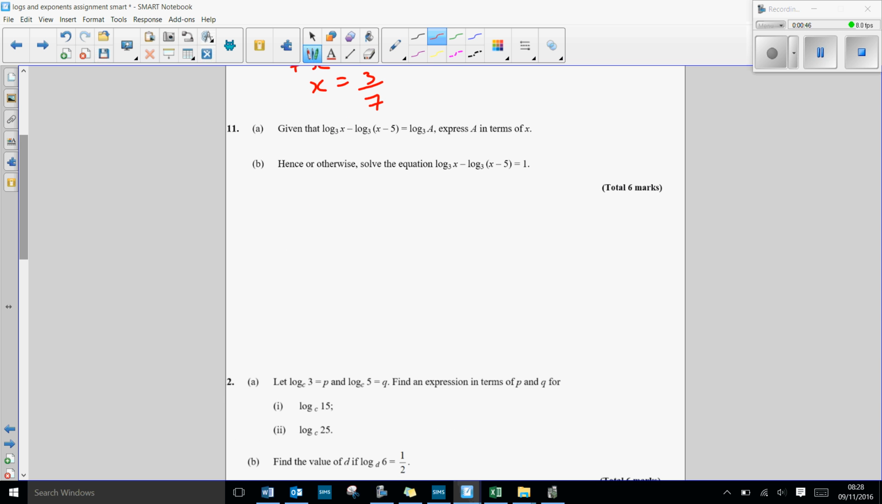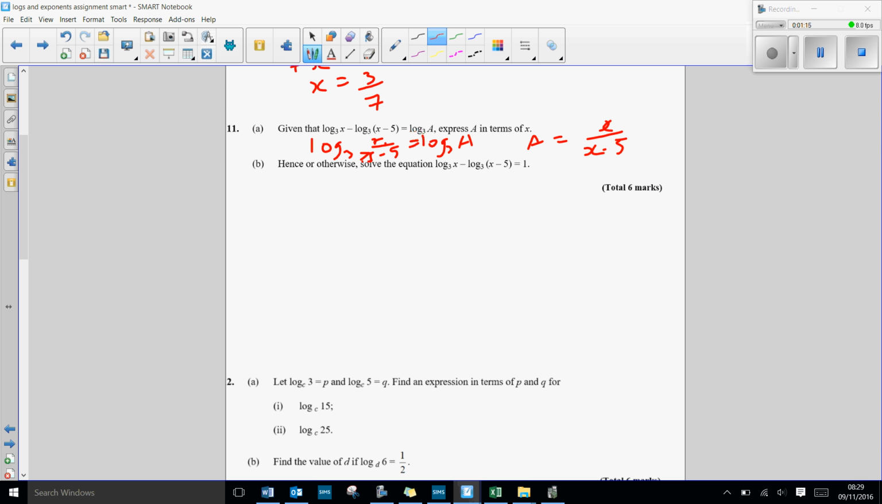So this first one, we need to express log base 3 in terms of x. So we've got two statements subtracting, and so we can divide them. So it would be log base 3 of x over x minus 5 equals log base 3 of a, which obviously means that a is x over x minus 5.